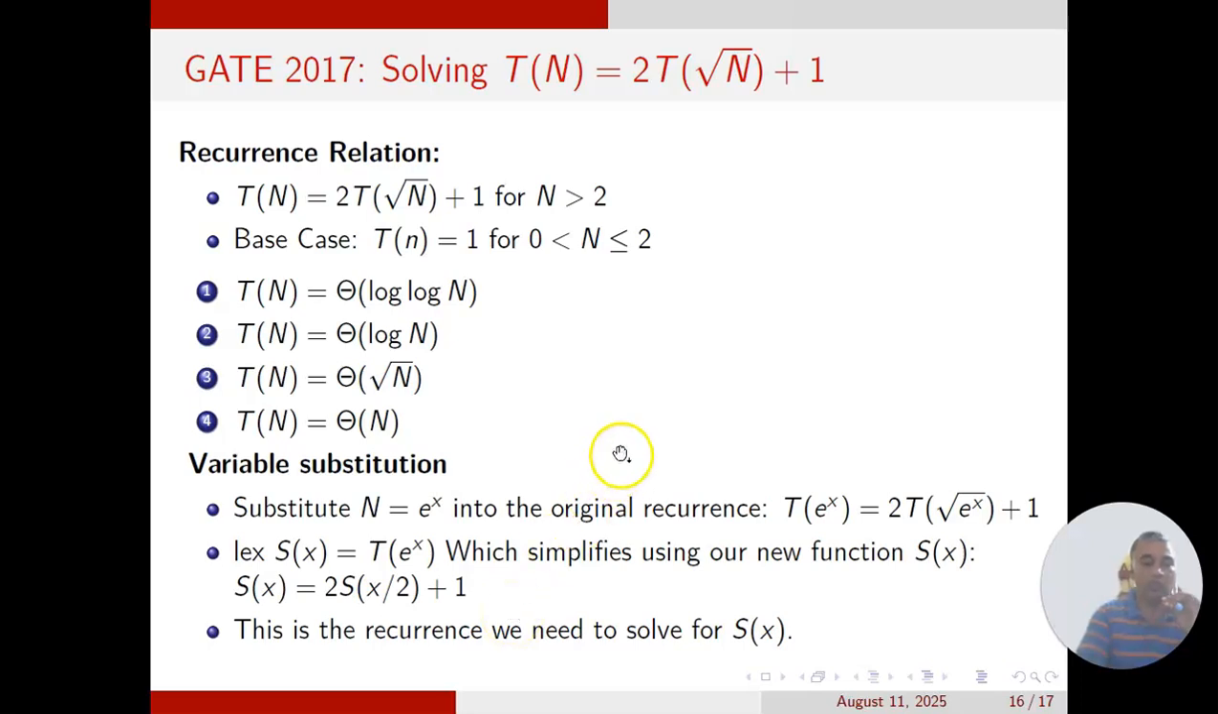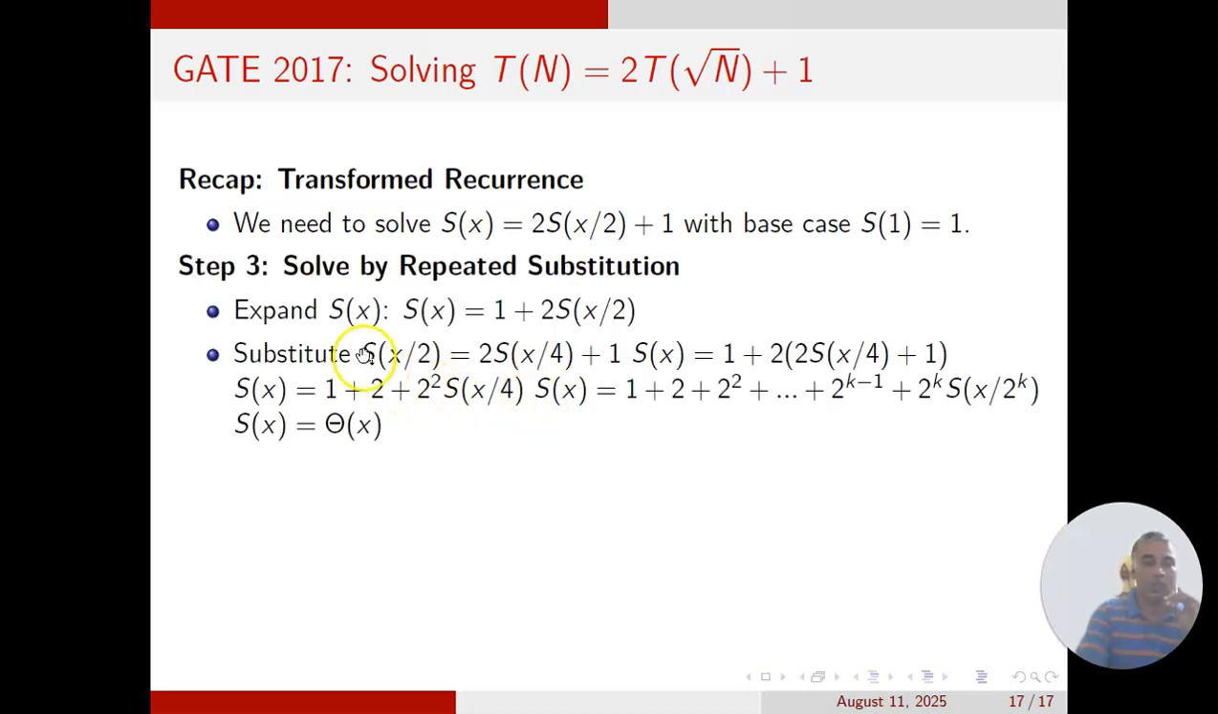So this is a known recurrence form. This can be easily solved by using a repeated substitution. Now if you consider this S of x as 2 into S of x by 2 plus 1, now S of x by 2 can be written as 2 into S of x by 4 plus 1. Now if you substitute, then we will get S of x as 1 plus 2 square into S of x by 4. If you do k times the substitution, then it will become S of x as 1 plus 2 square plus so on up to 2 power k minus 1 plus 2 power k into S of x by 2 power k.